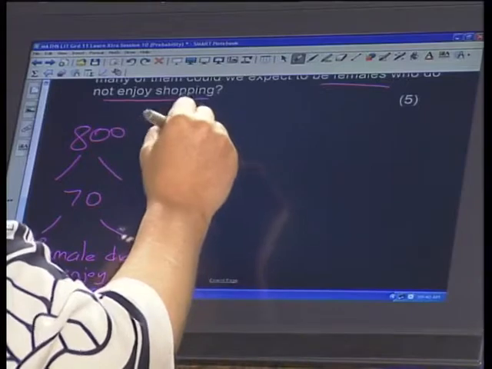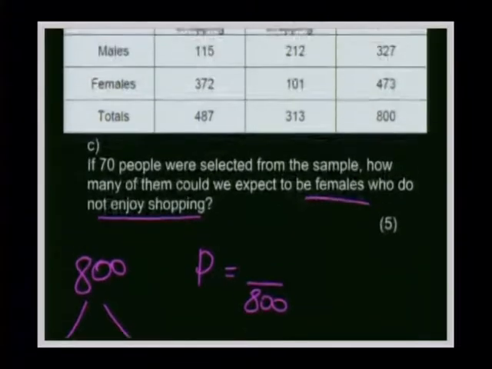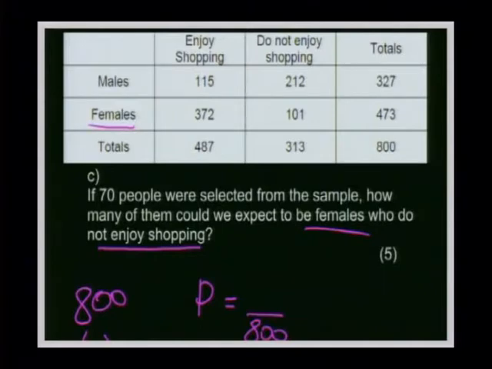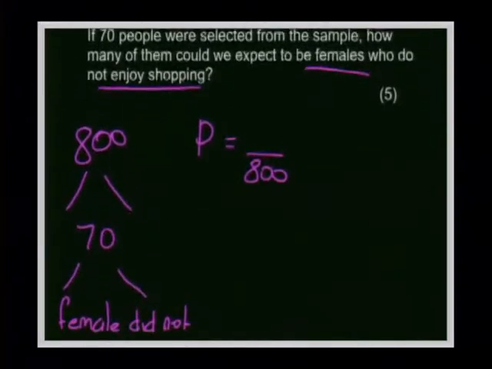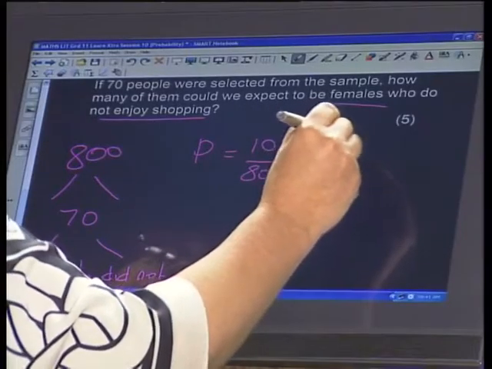Now that's the first step, so let's work that out. The probability of being female who did not enjoy shopping is, out of my total 800, I'm looking for my females who did not enjoy shopping, and I'm looking at that answer there. So it is 101 females who did not enjoy shopping out of the total possible 800. Now it's going to be easier for me to work this out as a percentage because it's easier for me to multiply percentages. So I'm going to convert this to a percent.